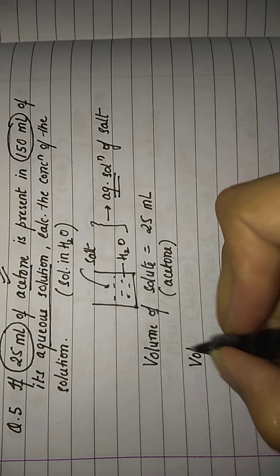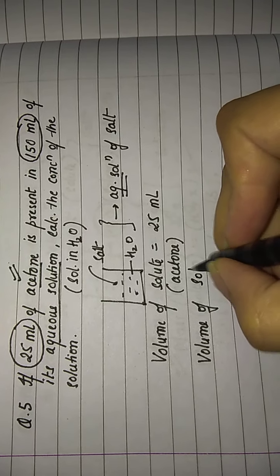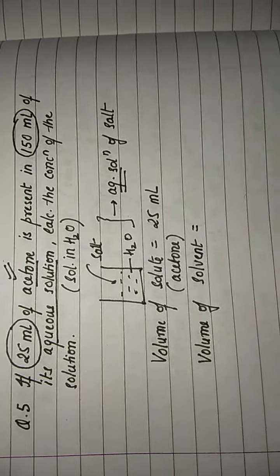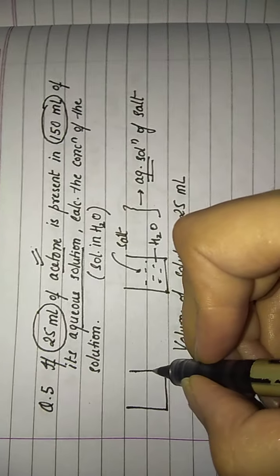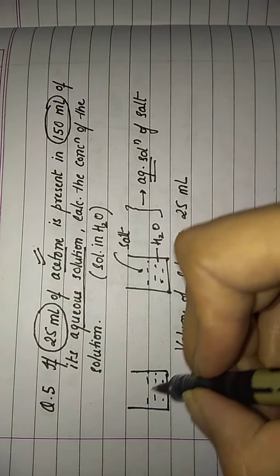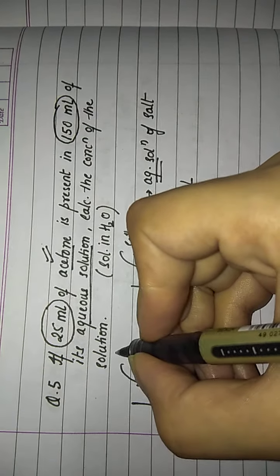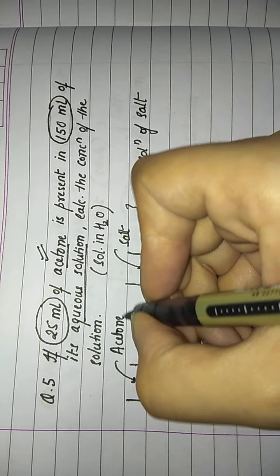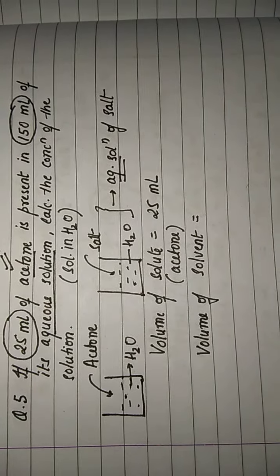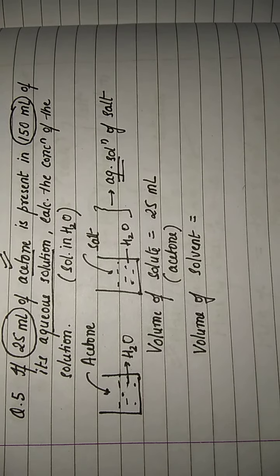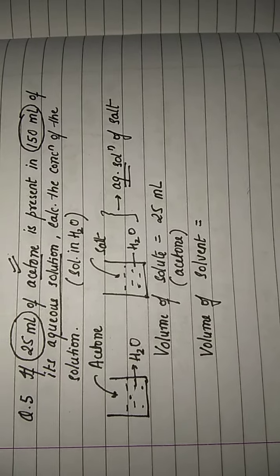And the volume of solvent. Now what was the solvent? Solvent was water. I am drawing another diagram to indicate the components present in this particular solution which is given in the question. Water is your solvent and what you are adding is acetone. Okay, just like we took the example of salt in water, in this question we are having acetone in water. Fine. So volume of solute is 25 ml, acetone is 25 ml, and volume of solvent, that is the volume of water, is not given to me in the question.